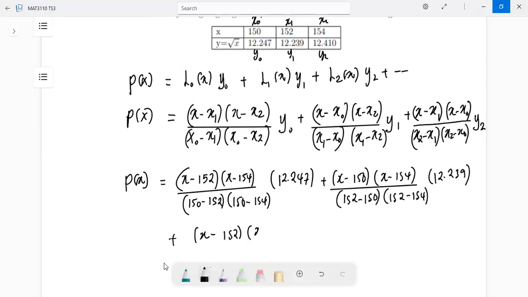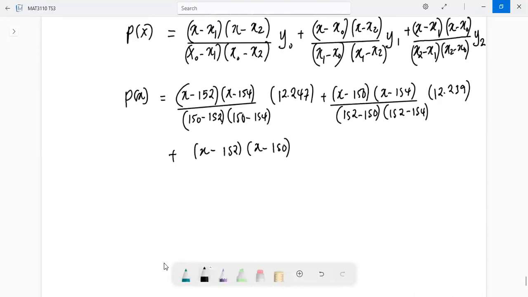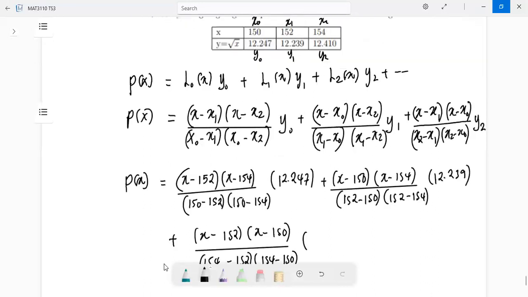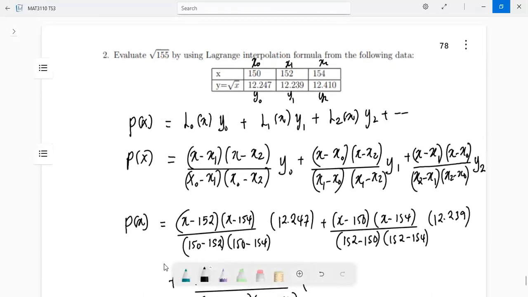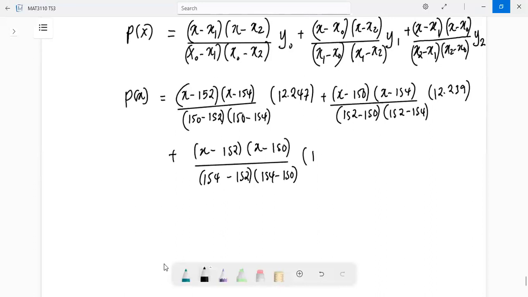X minus x naught, which is 150, right? Okay, divide by x2 minus x1. So x2 is 154, x1 is 152. And then 154 minus x naught is 150. And then times y2. Y2 is 4.410. Okay, so we can simplify this further.